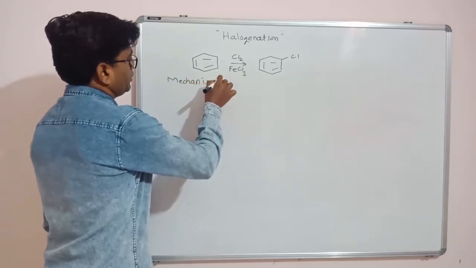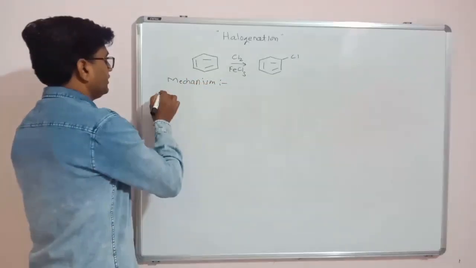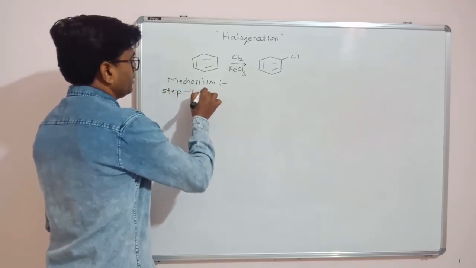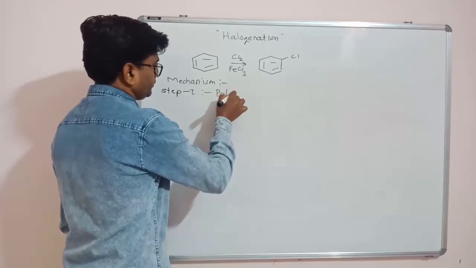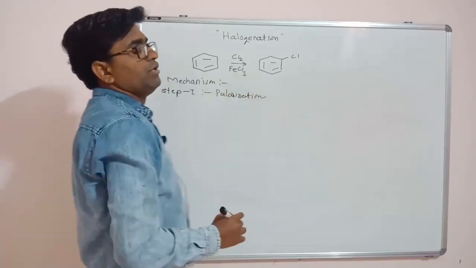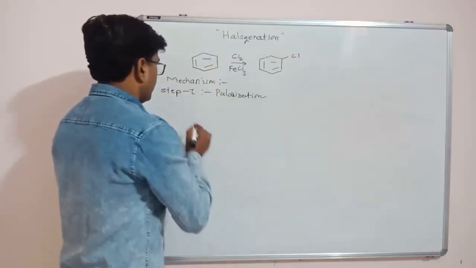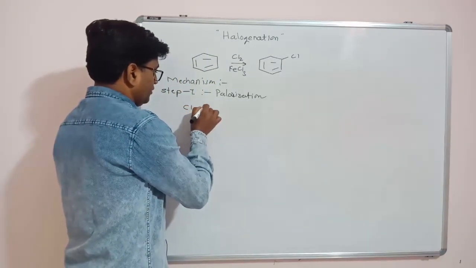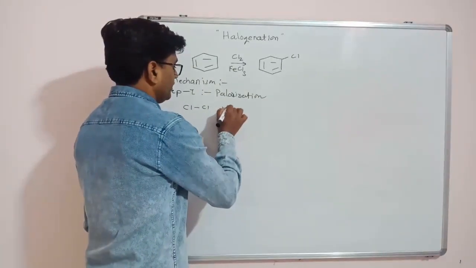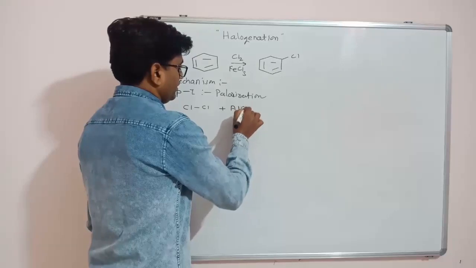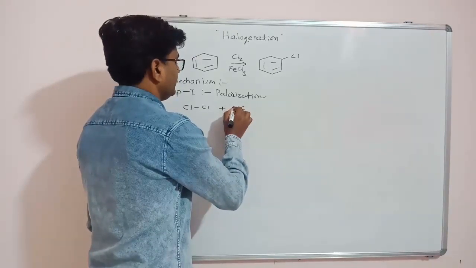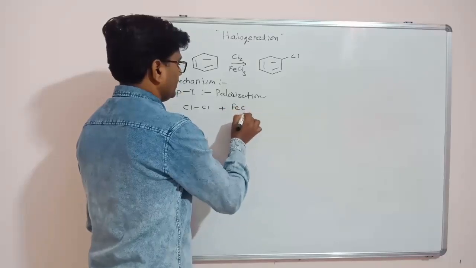So we will learn about the mechanism of halogenation. There are three steps. We will learn step by step. The first step is polarization. So what will happen? This is our Cl2 molecule, which reacts with AlCl3 or FeCl3, no problem. You can use AlCl3 or FeCl3 as a catalyst.